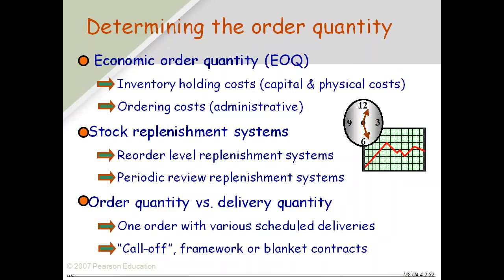Next comes order quantity versus delivery quantity. One orders with various scheduled deliveries. So you have one order. You don't want to make an order for every item, the cost is too high. The cost of processing a purchase order from A to Z is also very high. So you want to have long-term arrangements: call-off contracts, framework agreements, a blanket contract. You say, guys, okay, here is the order for the whole year, but you deliver to me in a staggered way. Prices are fixed. That's the way to go.